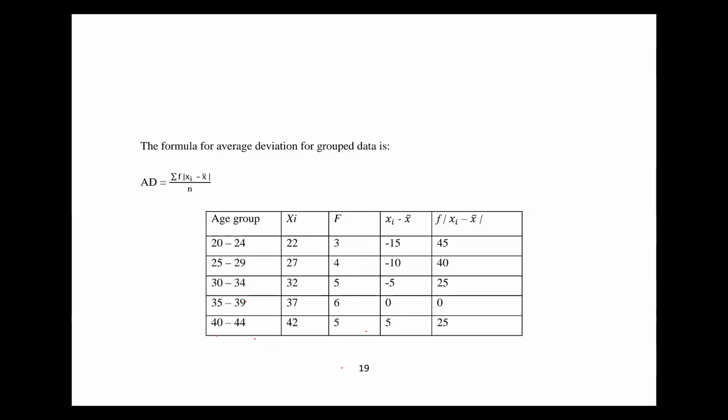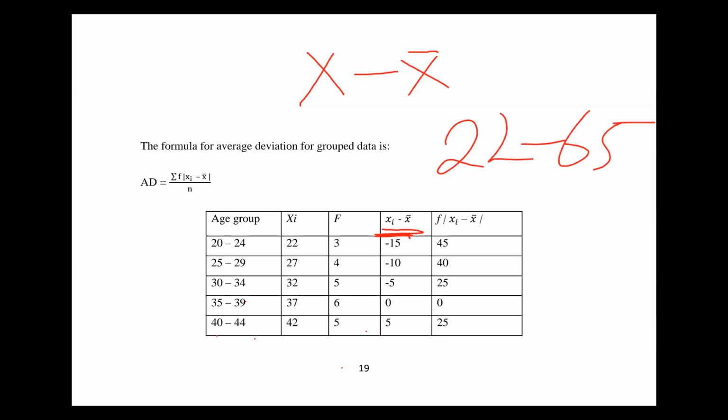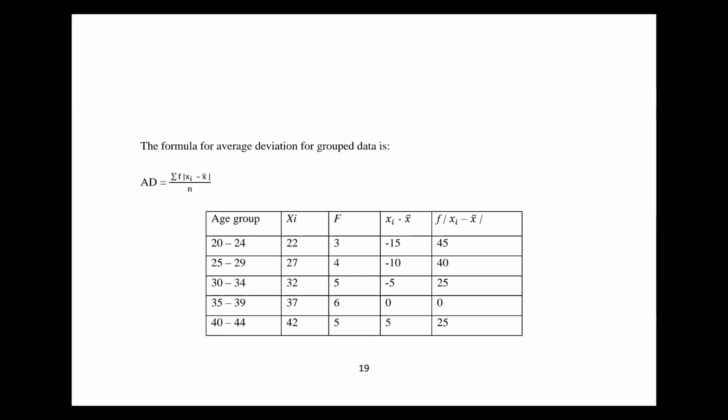Now, to find the deviations, you just have the x variable minus the mean, okay? We have already calculated our mean previously. Can you try to command your calculator, 22 minus 65? Or 65 minus 22 maybe. That would be 3, is it? It's 43. Negative 43. Yes, yeah.